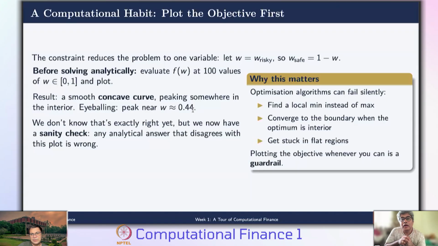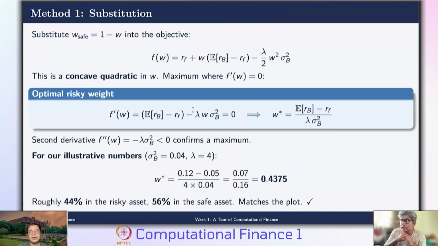Right. Maybe then we can also look at some analytical solutions, because the problem is simple enough. The first analytical solution is simply to do substitution. How would that work here? Although it seems like a constrained optimization problem, if you think about it, you are actually just choosing one variable, which is W. So then we can just replace W safe by 1 minus W.